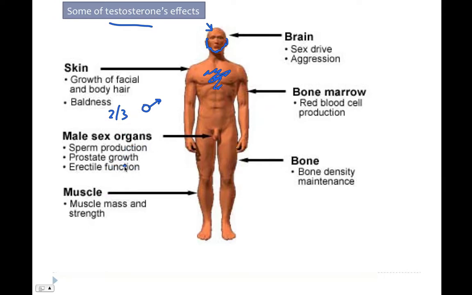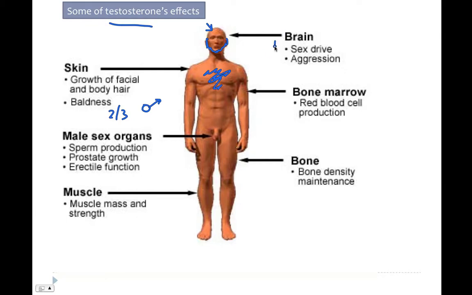During puberty, testosterone wakes up the male sex organs. So now the sperm production is in full effect. The prostate will begin to grow. Erectile function is enhanced. In terms of the entire body, boys who enter puberty start to gain muscle mass and get stronger.